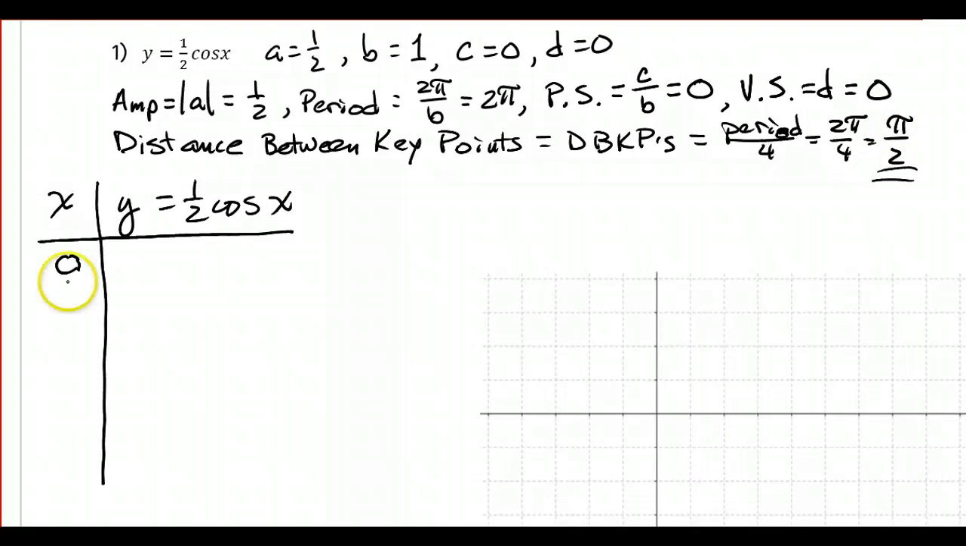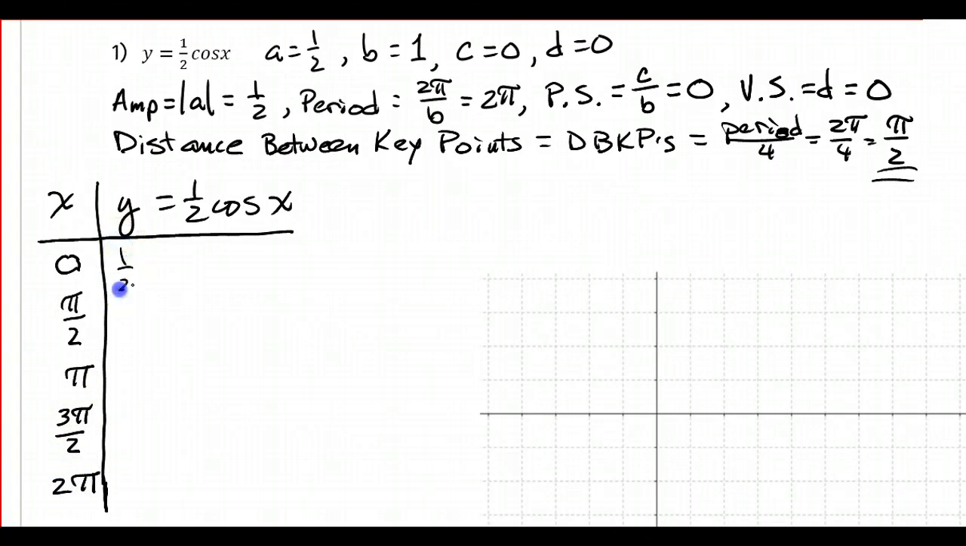So I'm just going to add pi over 2 to this. Then I'm going to add pi over 2 again. So pi over 2 plus pi over 2 is 2 pi over 2, so that's pi. And then I'm going to add pi over 2 again, so that's 3 pi over 2. And then we need 5 values in the chart to complete one cycle, and that'll be 2 pi. So then I'm going to go ahead and plug each of these in.